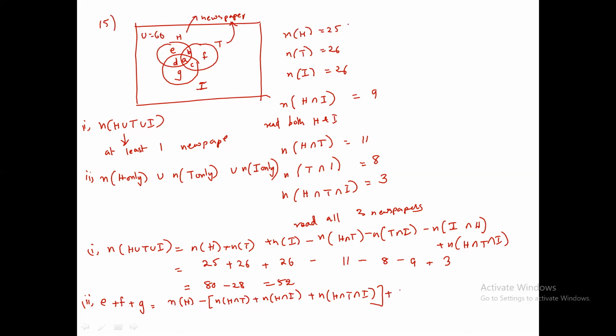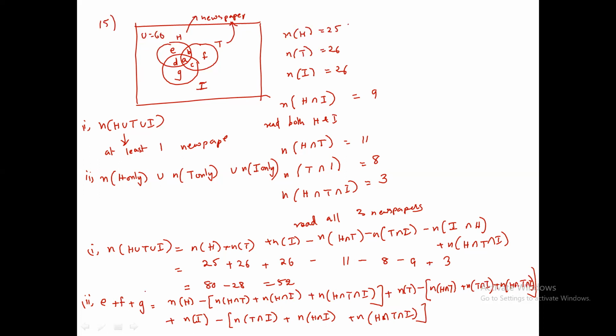Similarly, for F, I will take N of T. From this, I will subtract N of H intersection T, then N of T intersection I, and then N of H intersection T intersection I. Next plus, now from N of I I have to subtract N of T intersection I, N of H intersection I, and N of H intersection T intersection I.